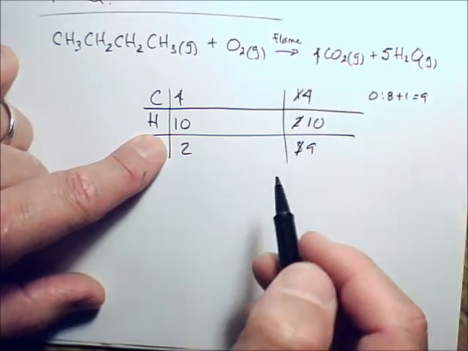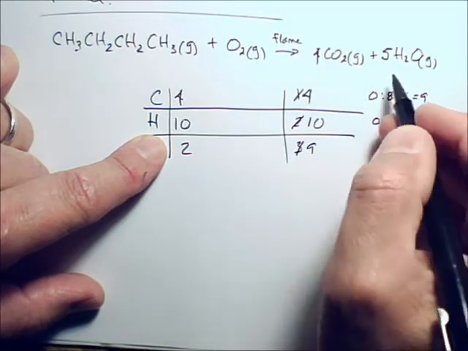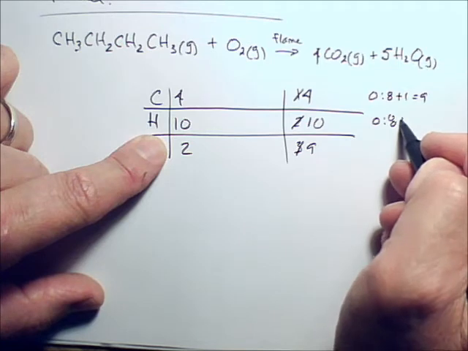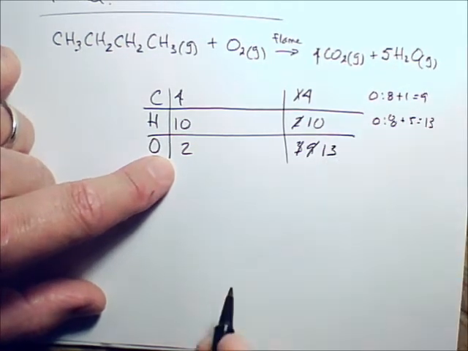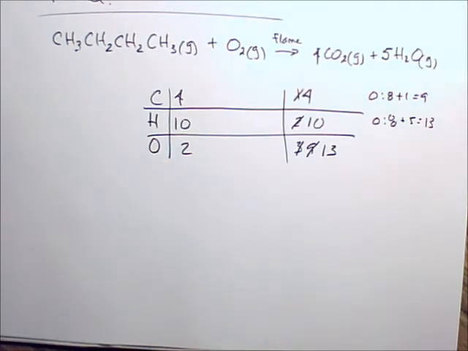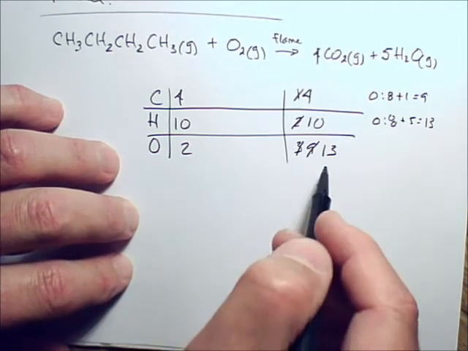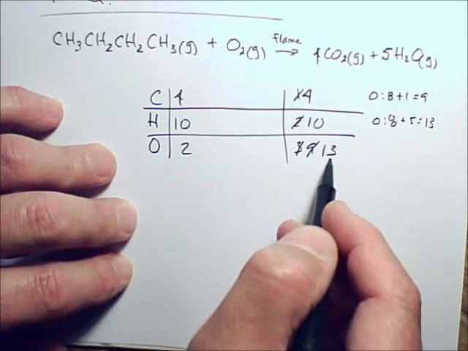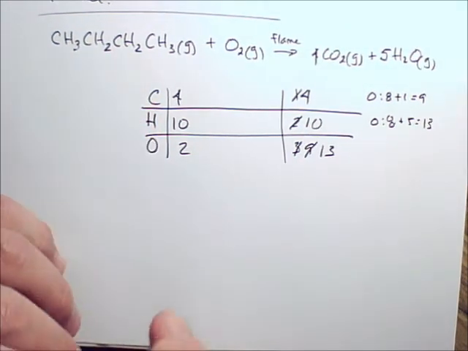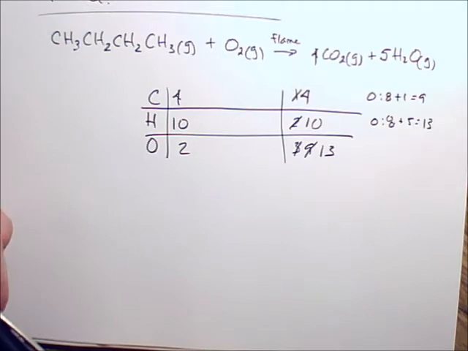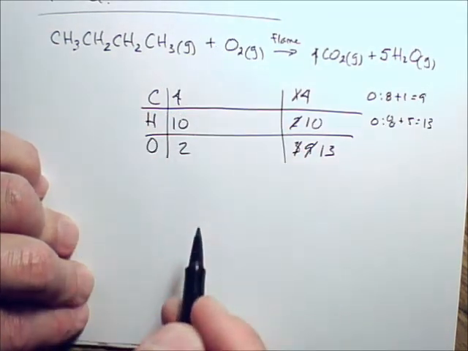It's going to change the number of oxygens though. 4 times 2 is 8. 5 times 1 is 5. So we have 13 oxygens. Everything's balanced except the oxygens, and we have a situation where we've got an odd number of oxygens on one side and an even number on the other side. The simple way to solve it when you get to that point is to do what? Multiply everything by 2, but the coefficient here.